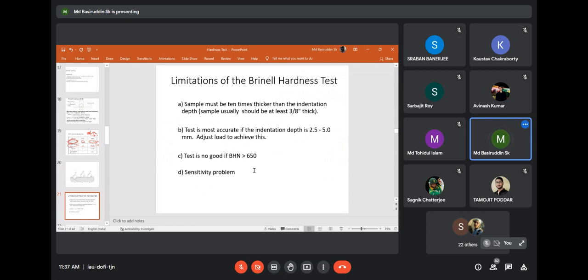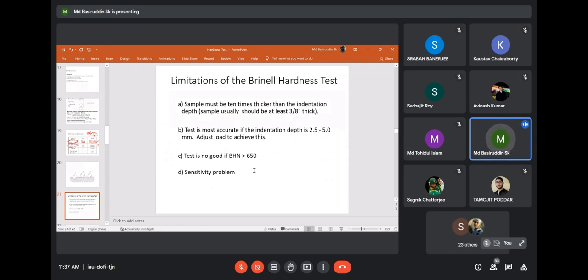And of course, in each and every hardness testing process or indentation testing process, you have to be very careful about the gap between two indentations, because the strain hardening effect will reflect on your test result.